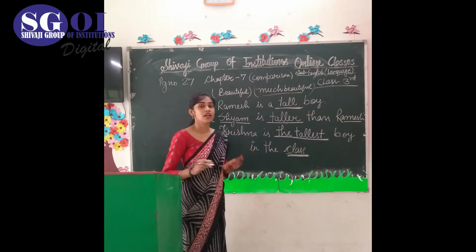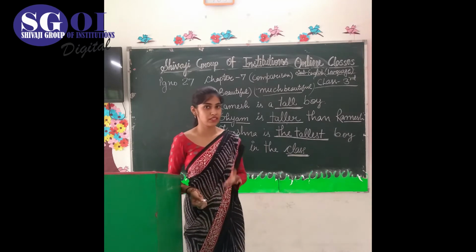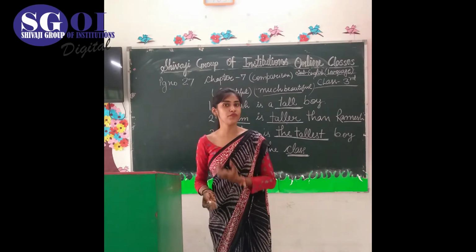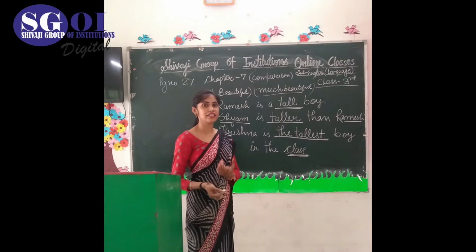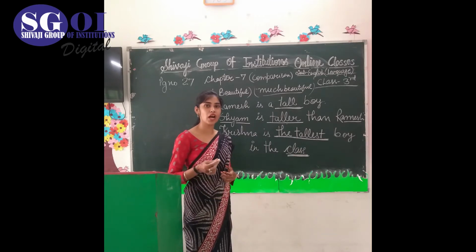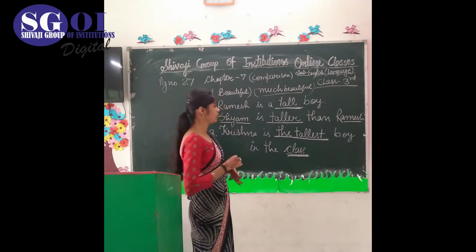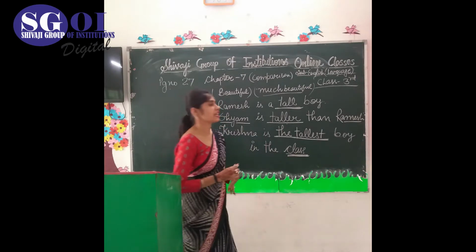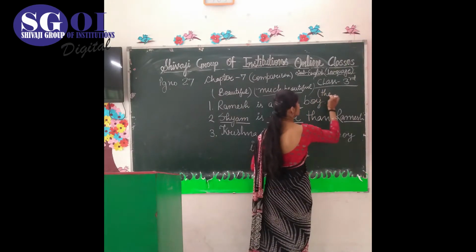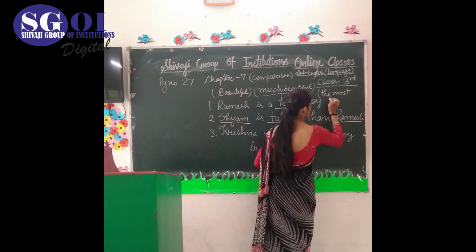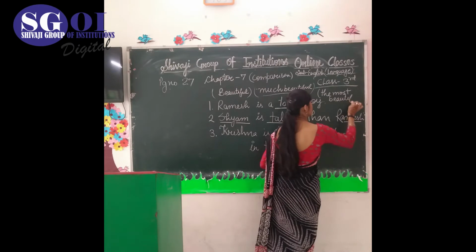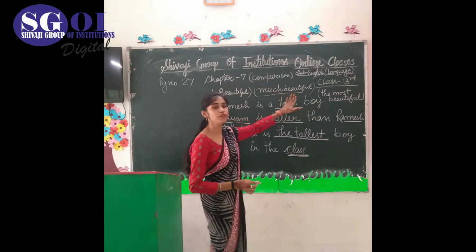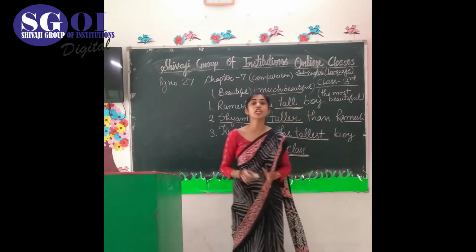Seema is the most beautiful girl. We will always use the with the superlative degree. The most beautiful girl in the city. We can't count the public inside the city, right? So we can say Seema is the most beautiful girl in the city. The most beautiful: superlative degree. Beautiful is positive, more beautiful is comparative, the most beautiful is the superlative degree.